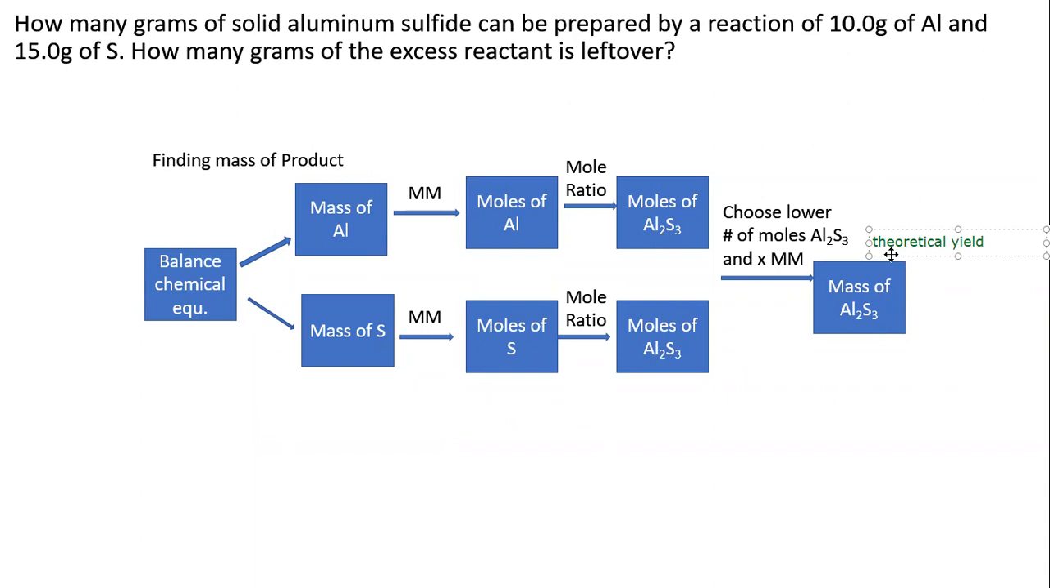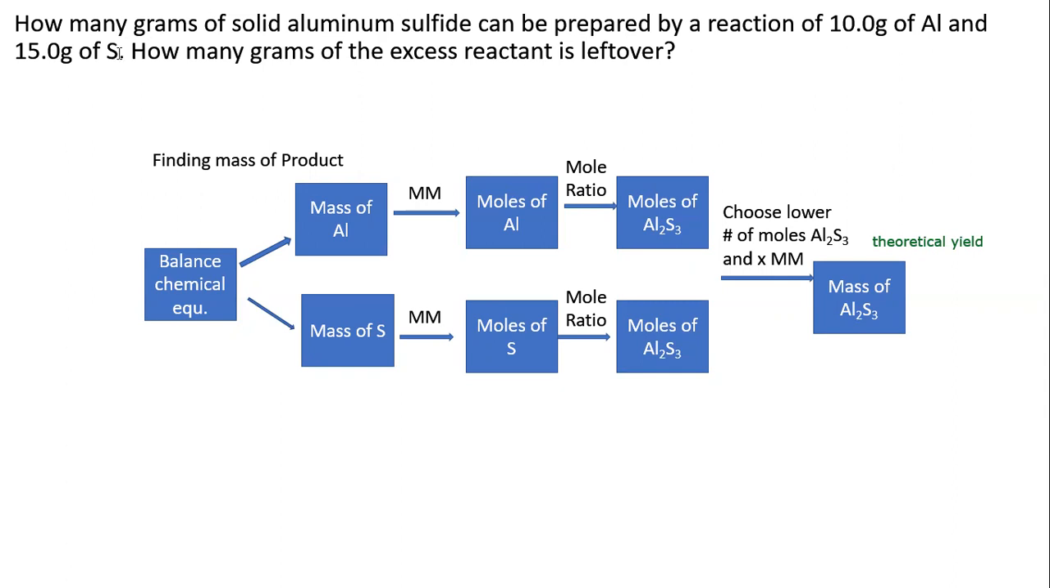Then we pick which one produces the fewer moles of product. That's going to determine which reactant is the limiting reactant. And then we're going to take that moles of product, multiply it by the molar mass to get the mass of aluminum sulfide. And again, this is referred to as the theoretical yield of the reaction. The reason I'm pointing that out is because later on, we're going to be using that term when calculating percent yield. So make sure you remember theoretical yield.